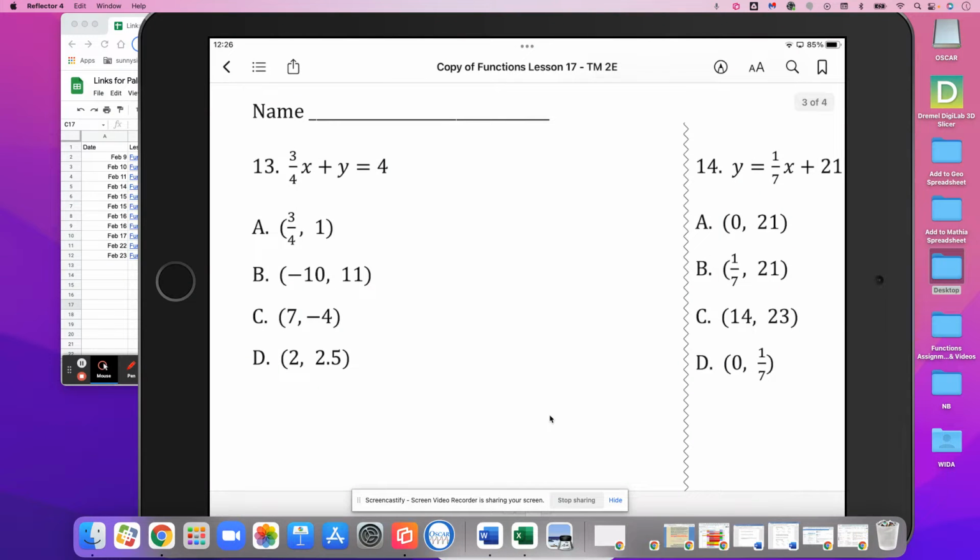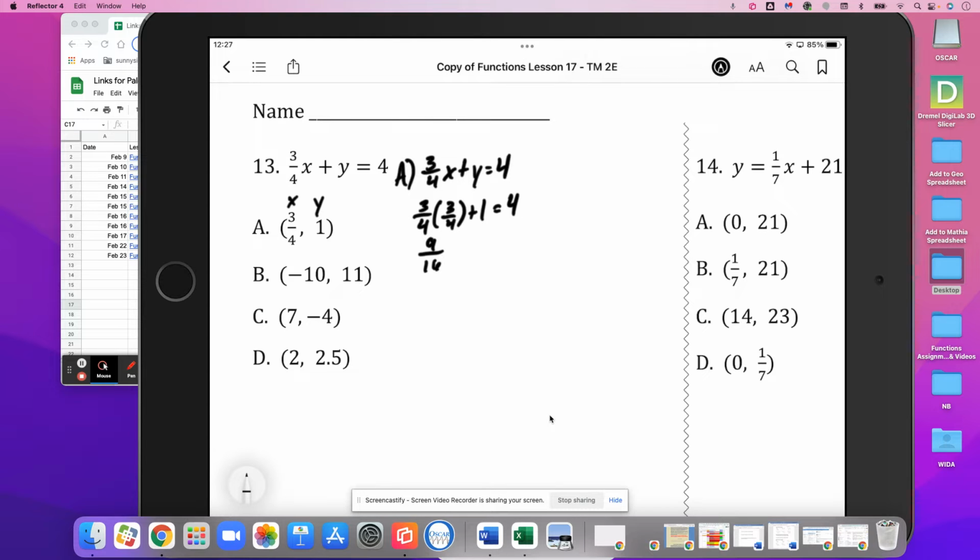And we've got number 13. So very similar to what we've done previously again. So for A, we've got, again, our x values and our y values. So 3/4 x plus y equals 4. So 3/4 times 3/4 plus 1 equals 4. So we have 9/16 plus 1 equals 4.